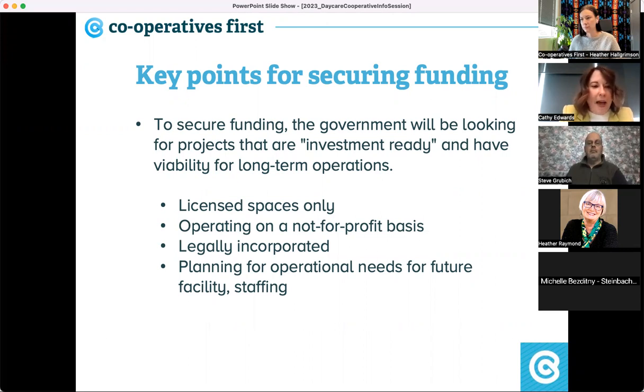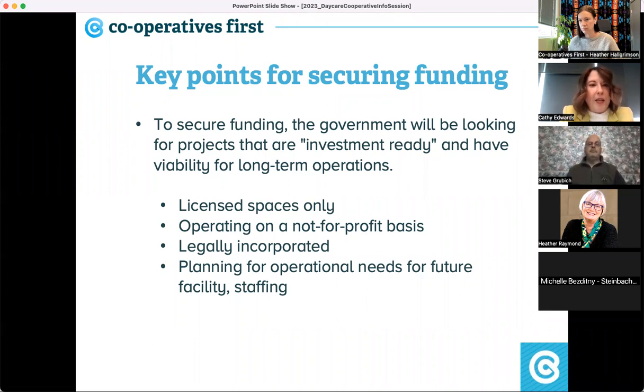The second key factor for Saskatchewan is operating on a not-for-profit basis. So this is one distinguishing factor. In Alberta, they are establishing a mechanism where for-profit childcare can also participate in the government funding umbrellas, but there is a different subset of rules. However, if you are in Saskatchewan, it is only not-for-profit that can participate in the funding programs.